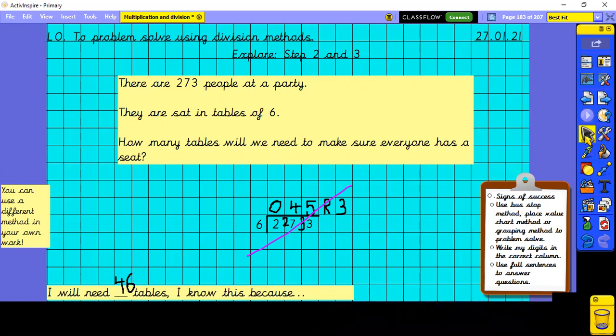So I'm going to use my STEM sentence. I will need 46 tables. I know this because there are 273 people. They sit in tables of 6, so 273 divided by 6 is 45 remainder 3. But to make sure everyone has a seat, I'm going to round that up to 46. Okay?